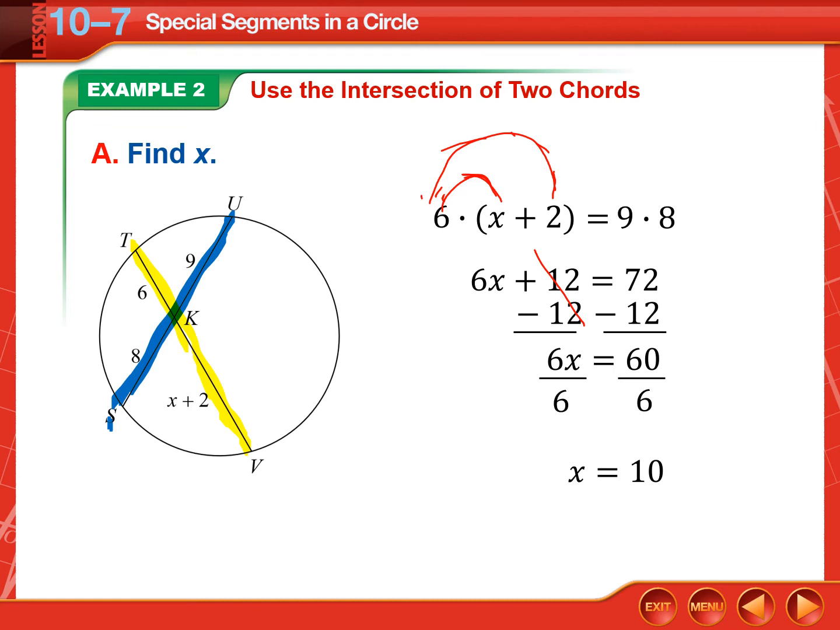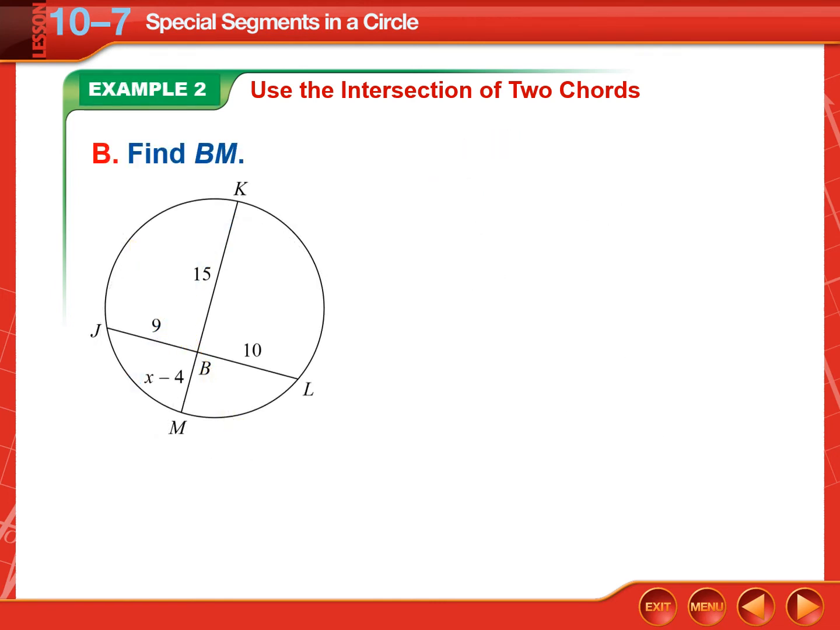Next part, let's try it again. All right, so let's do the same thing. So let's see. Oh, here we go. X minus 4 and 15 are on the same line, so they need to be together on the left side of the equation. Now let's see what's on the same line on the other side. 4, 9, and 10 on the same side together. So it needs to equal 9 times 10.